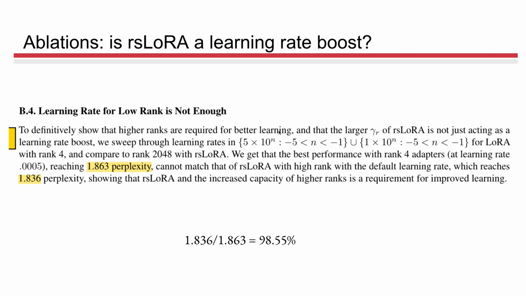Another interesting question is, is rsLoRA just a learning rate boost? So they perform a learning rate sweep between a number of learning rates, and they get a perplexity of 1.863. And the perplexity that they get with rsLoRA is 1.836. So it's not significantly better, but I think the main takeaway I took away from this is that a hyperparameter sweep, like a learning rate sweep, is a lot of training time. It uses up a lot of resources.